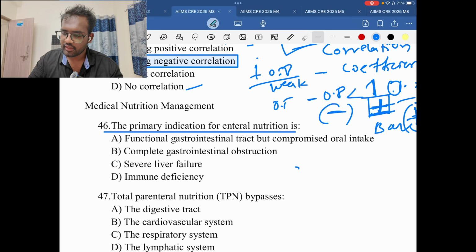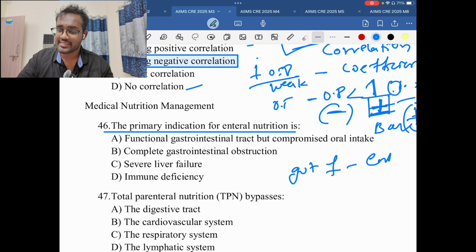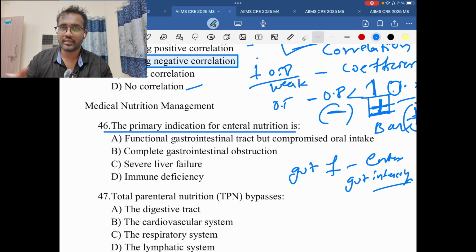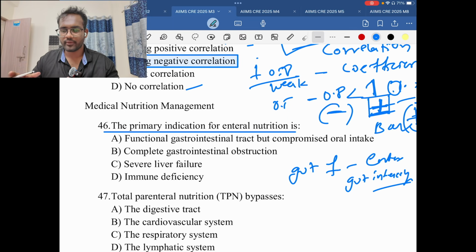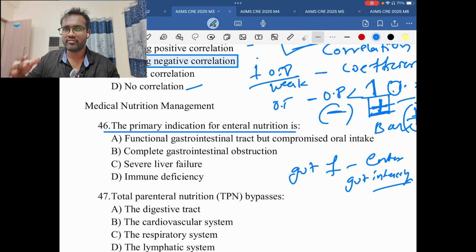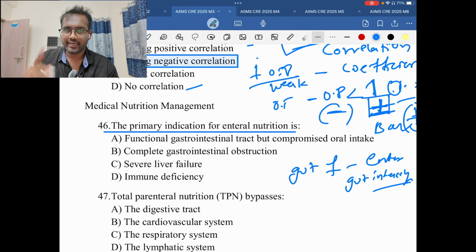Always remember, if the gut is functional, then enteral, because it maintains gut integrity. Okay, always remember gut integrity. If they ask the question which tube feeding or nutrition maintains the gut integrity in a severely malnourished patient, then you go for the enteral nutrition. It maintains the gut integrity. So if the gut is functioning, go for the enteral nutrition. If the gut is not functioning, then go for the parenteral nutrition.